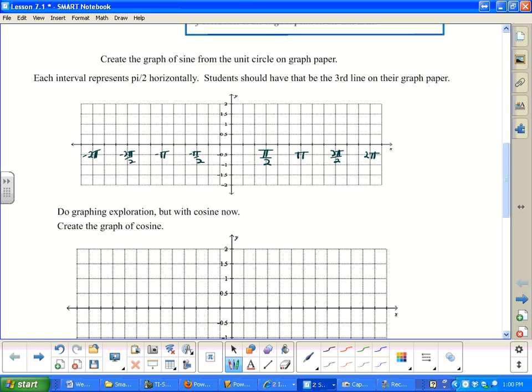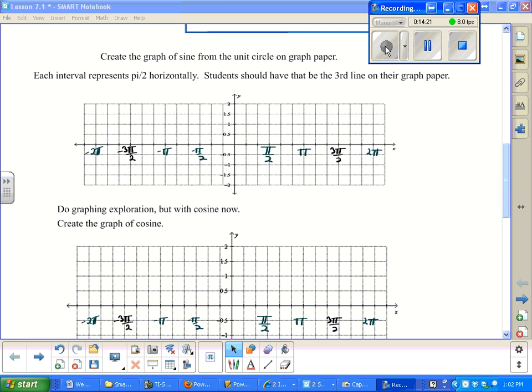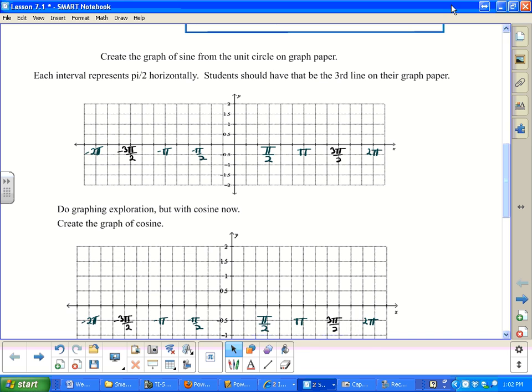Make sure you have it for both. We're going to graph on the top one up here. We're going to graph sine. This is going to be sine of t. Now, at 0, what is sine? We're looking right at our unit circle. Sine of 0 is 0. So I'm going to put a dot right in the origin.